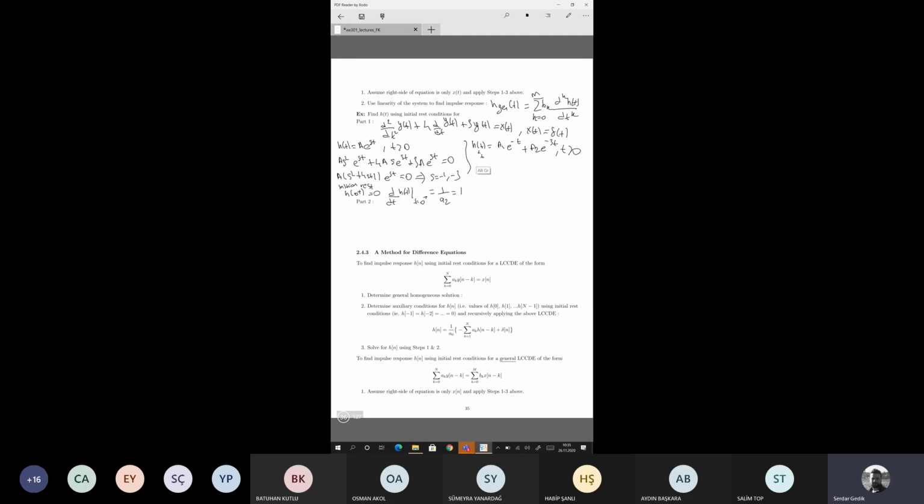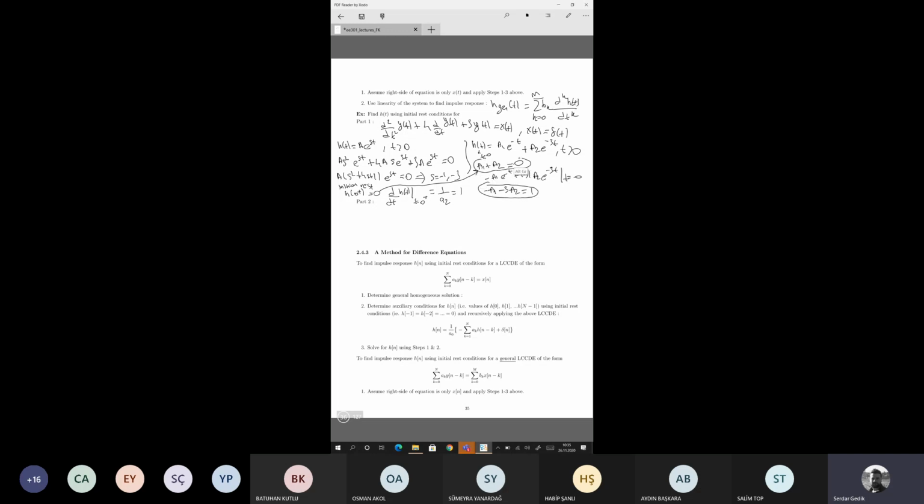So put t equals 0. This is exactly the initial rest assumption. The next one tells you to take the derivative, evaluate at 0, and you have 1. What's the derivative of h of t? Minus a1 e to the power minus t minus 3 a2 e to the power minus 3t. Put t equals 0, and if you do this, minus a1 minus 3 a2 is equal to 1. So this is my second equation.